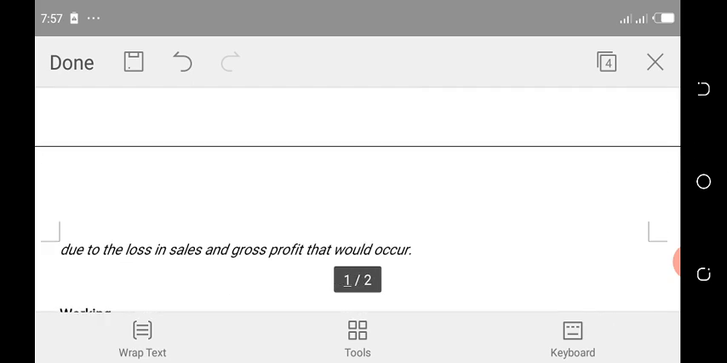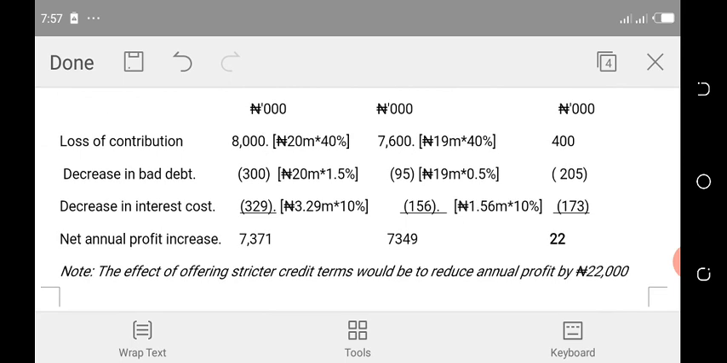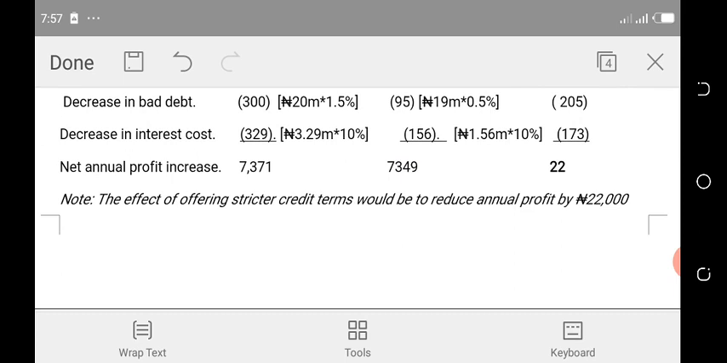So because we reduce our credit limit, there is also an equivalent reduction in our profit by 22,000 naira.